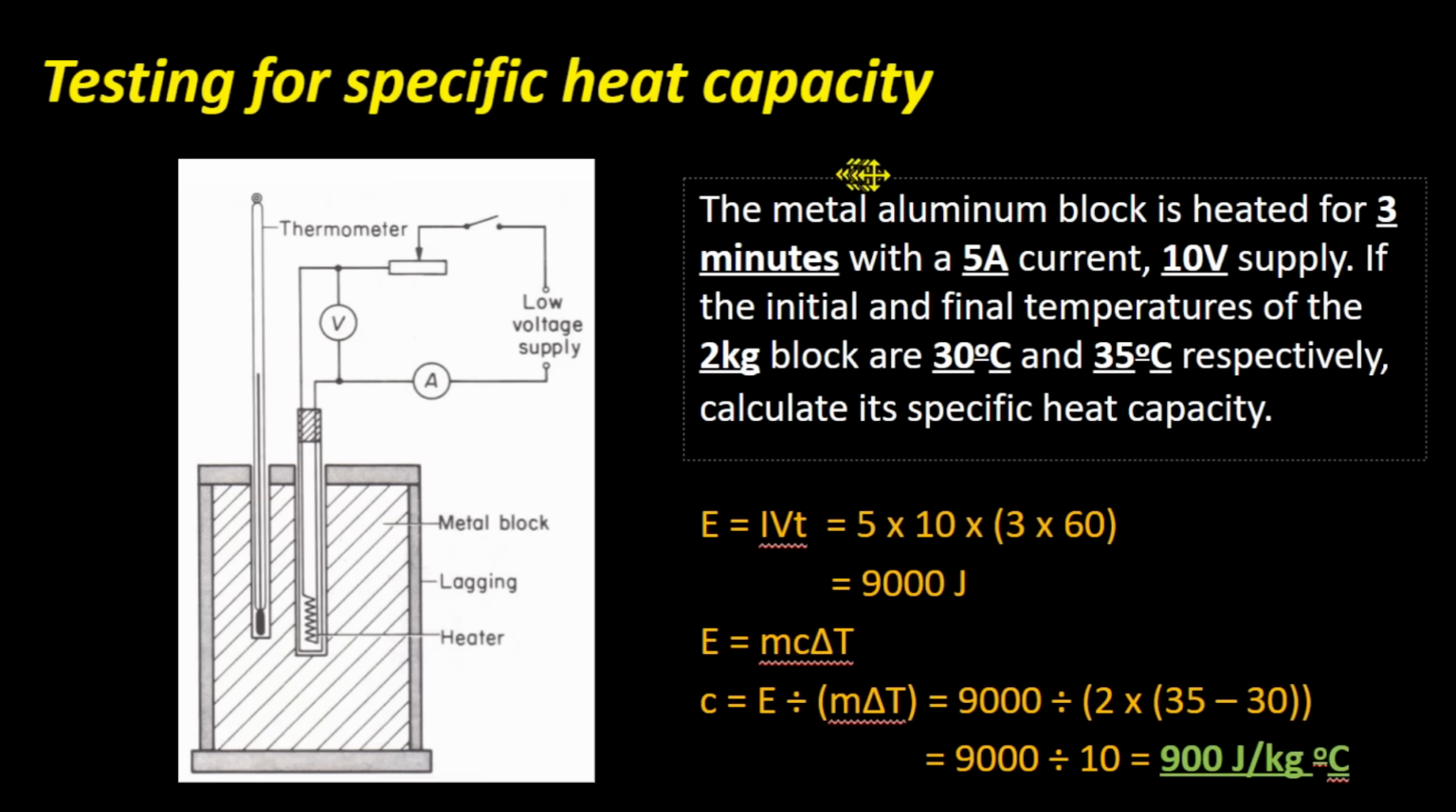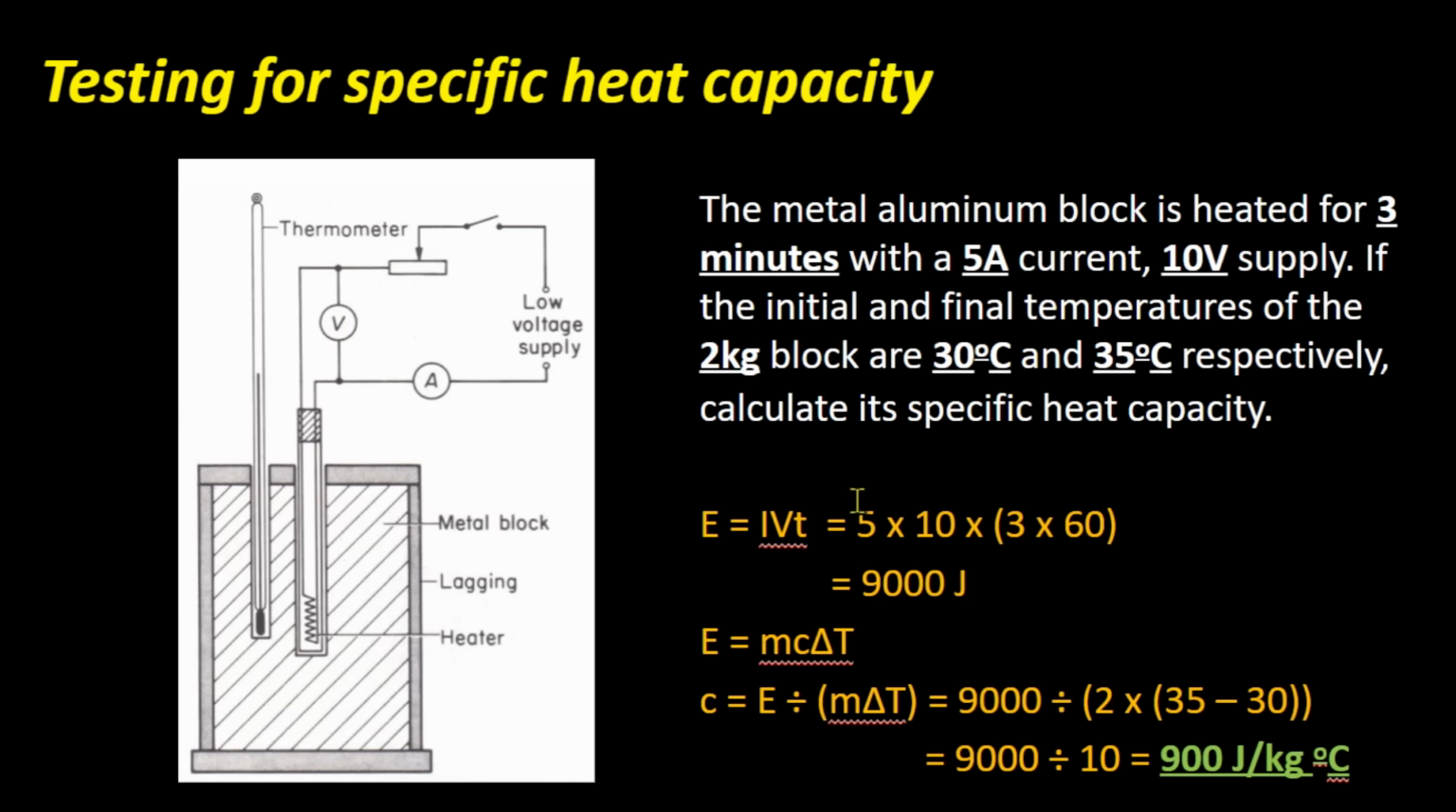The metal aluminum block is heated for 3 minutes with a 5 amp current and 10 volt supply. If the initial and final temperatures of the 2 kilogram block are 30 degrees Celsius and 35 Celsius respectively, calculate the specific heat capacity. In this case, we need to use the formula for energy involving electricity, which is current times voltage times time.